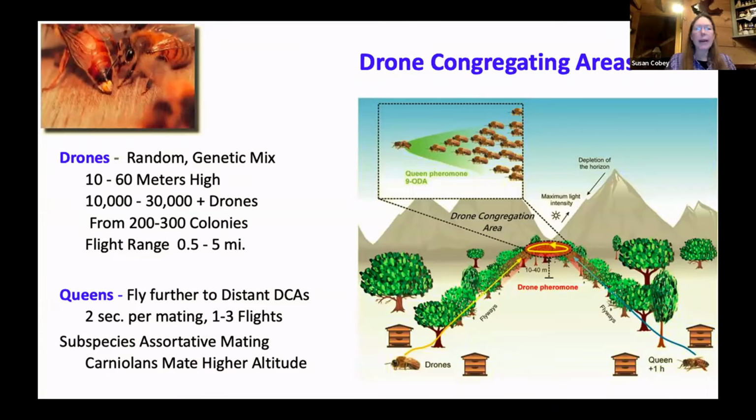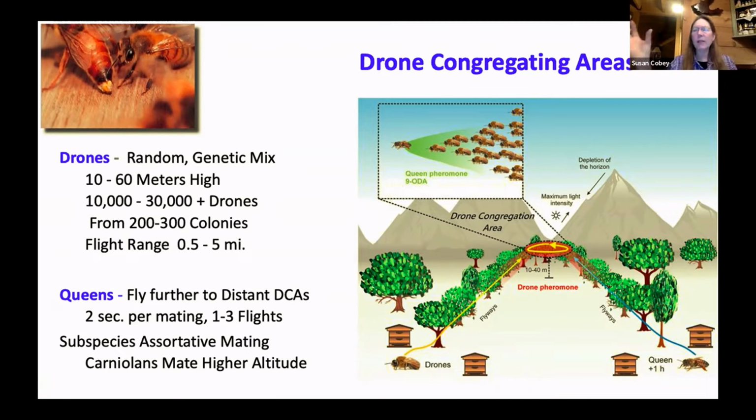Drone congregating areas: we know that you'll get drones from 10, 30,000 different combinations of drones, from it could be 200, 300 colonies. So you're looking at a really genetic mix in this gene pool of what those queens can mate with. There is a sort of assortative mating, what I mean by that is we know that Carniolans will mate at a higher elevation versus Italian queens. So you'll get a little bit of sorting out that way.